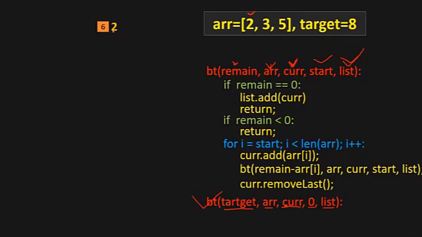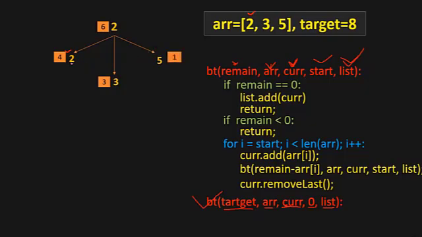For 2 we have a total of 3 choices. We can choose 2, we can choose 3, we can choose 5. So we have here 3 choices. Now for this choice, let's subtract 2 from 6. Then we get 4. Also let's calculate for 3 and for 5. For 3, if we subtract 3 from 6, then we get 3. And if we subtract 5 from 6, then we get 1.